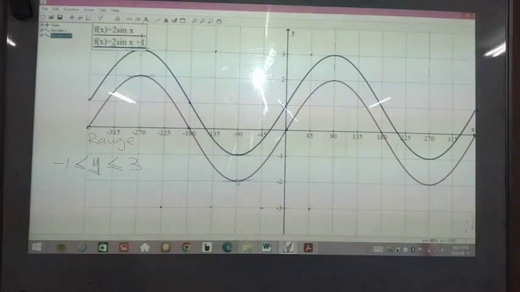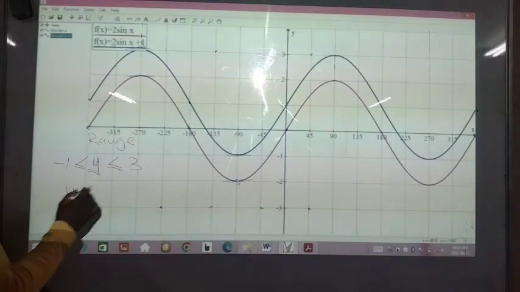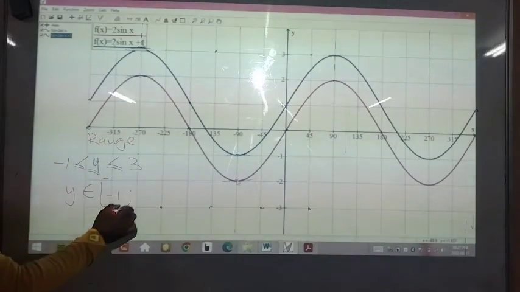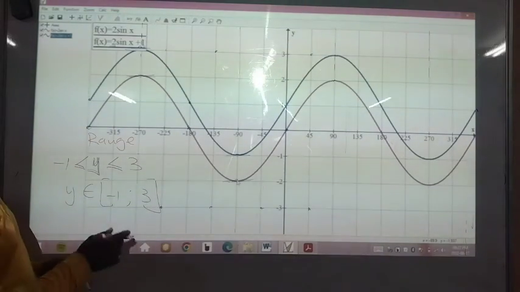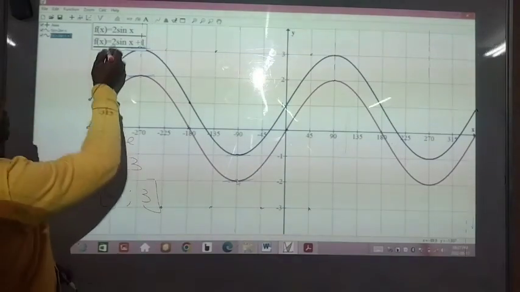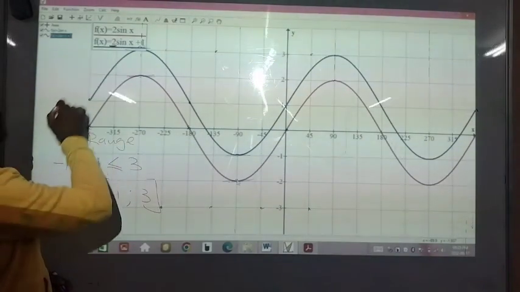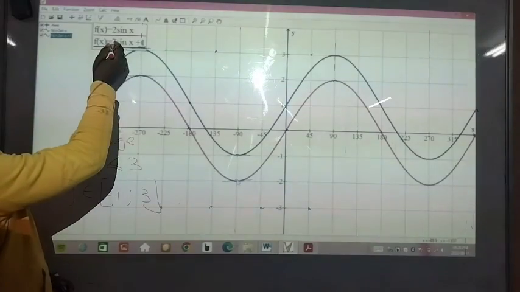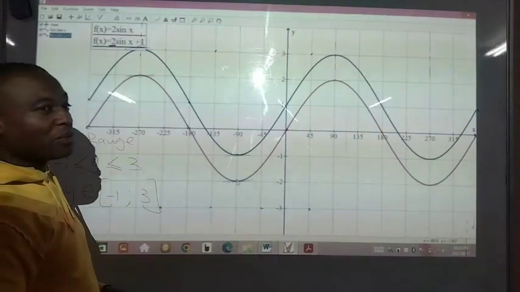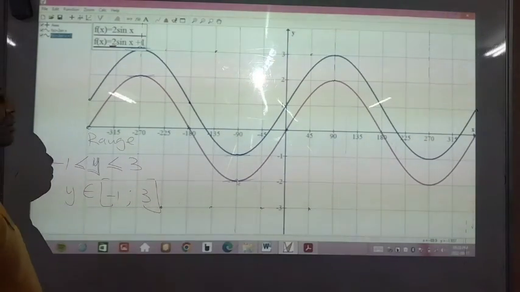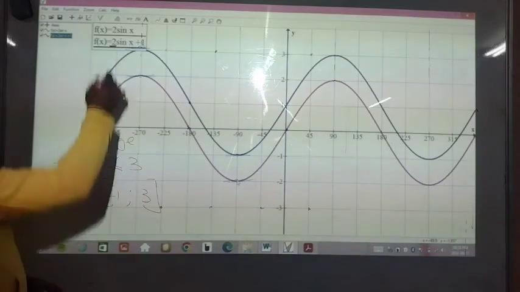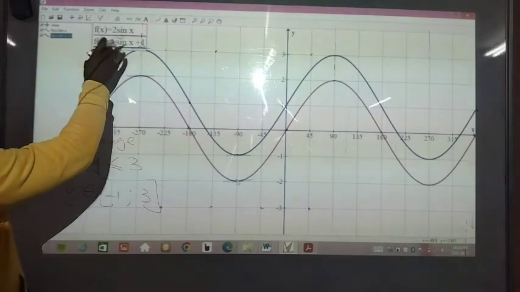And also, you can write this as y is an element from -1 to 3. Now the amplitude remains the same. It does not change, because we have said the amplitude is determined by the positive part of a. The negative part will only bring in a reflection along the x-axis. So the amplitude is still 2.